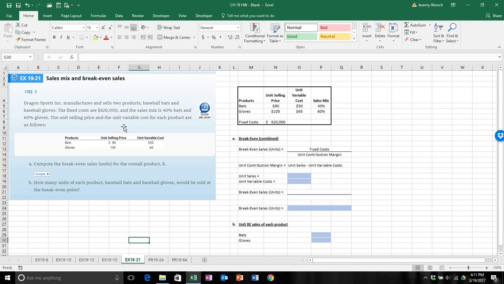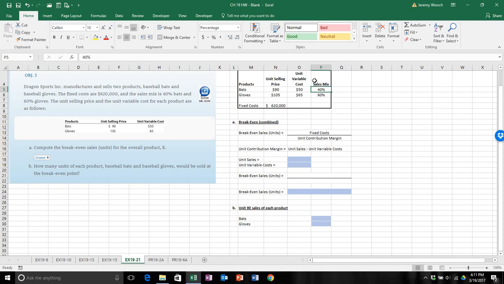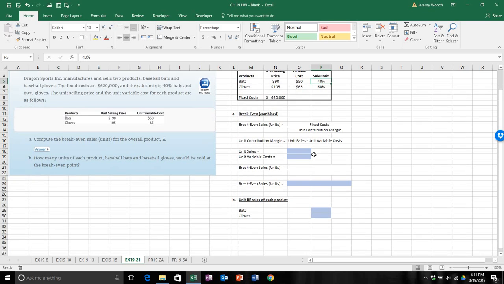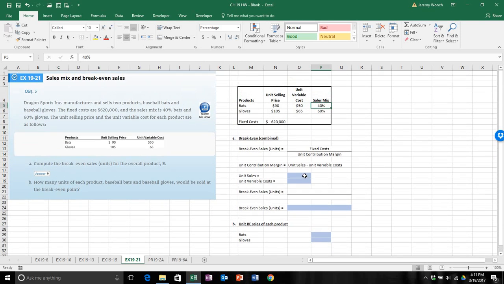And a unit selling price and variable cost are here. So I've gone ahead and moved it over here to Excel so we can use the numbers a little better. So we have the selling price of bats is 90, the variable cost is 50, the sales mix is 40%. We have our same information for gloves, fixed cost of $620,000. And so the first thing it wants us to figure out is the combined break-even point, considering they're selling both gloves and bats.